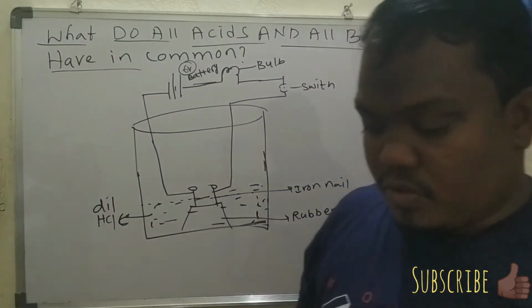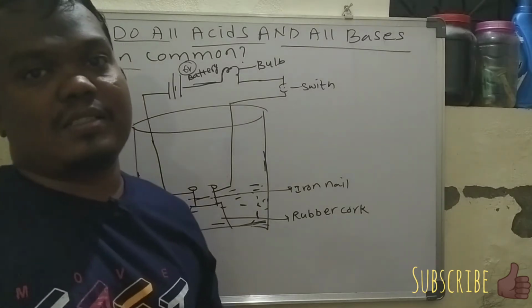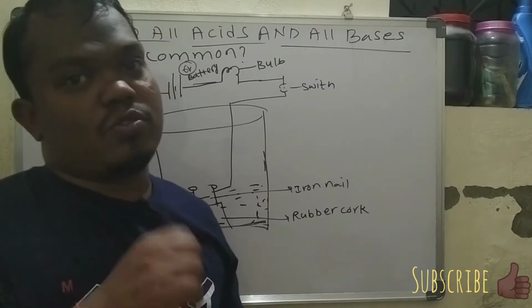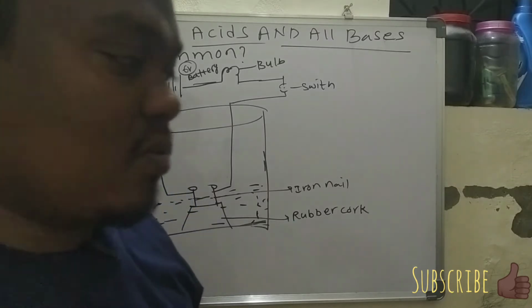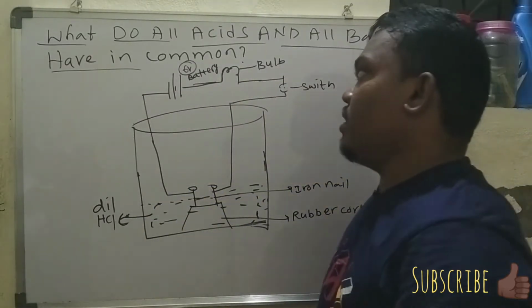Today we are going to discuss: what do all acids and bases have in common? We have a question mark here. Let us find out whether all acids and bases have something in common or not.